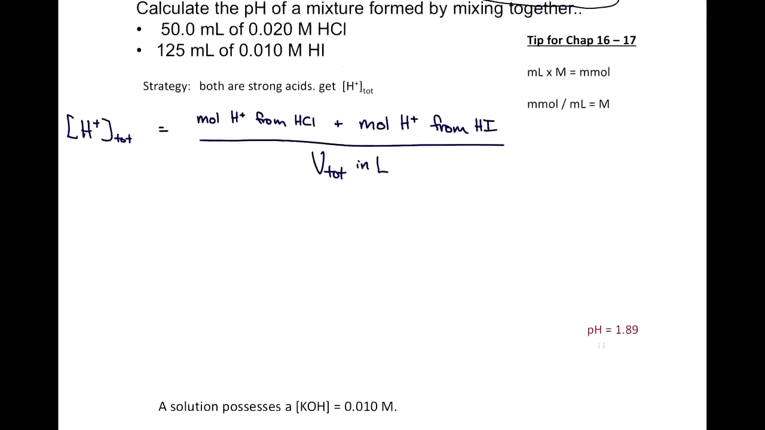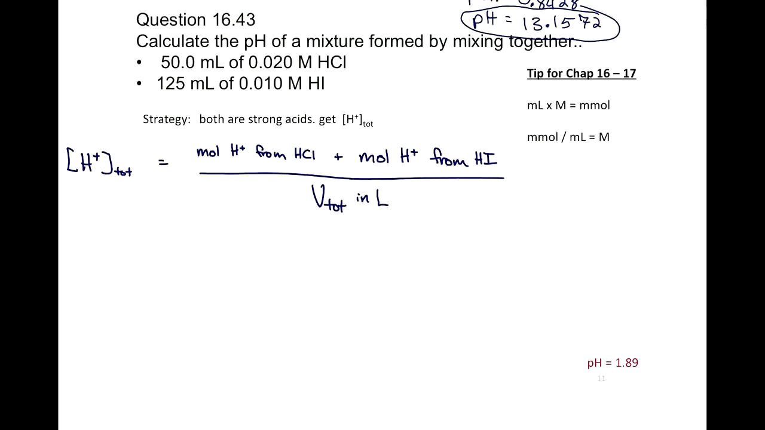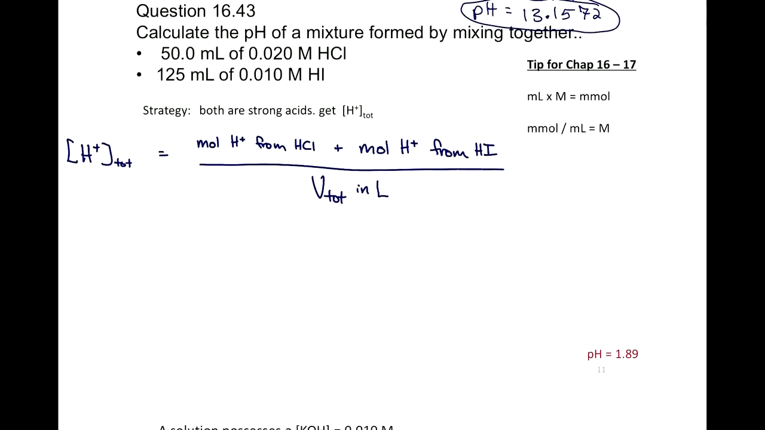Yes, one more, 2 more. Let's calculate the pH of a mixture formed by mixing two different things together, some HCl and some HI. So these two substances are what? Acids, bases. They're both acids. They're both what kind of acids? Strong acids, all right? Both of them are strong acids.